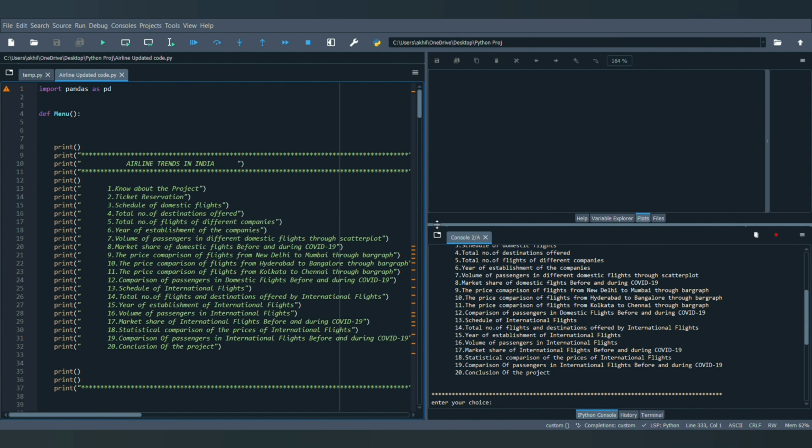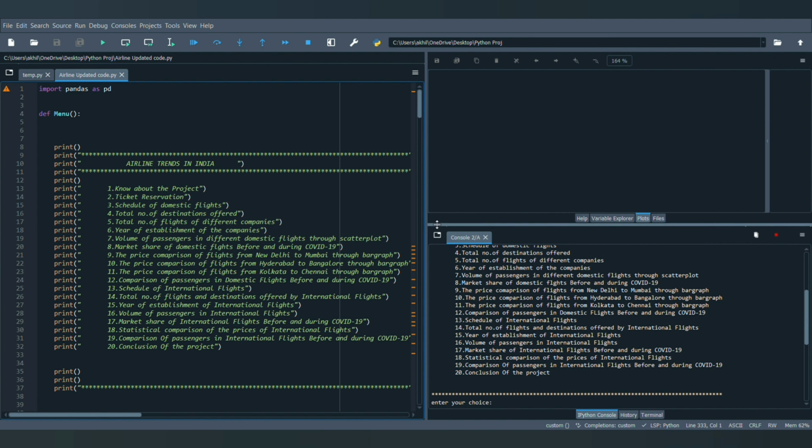So when I run this project, I get 20 different options and I can choose any one of them. So when I press 1, that is when I choose the first option, it gives me a brief insight about the project, what it is about. And then when I go for the second option, the second one is for the ticket reservation system. So with this option, I can actually book tickets for these different destinations that are offered over here. For example, Delhi to Mumbai or Hyderabad to Bangalore.